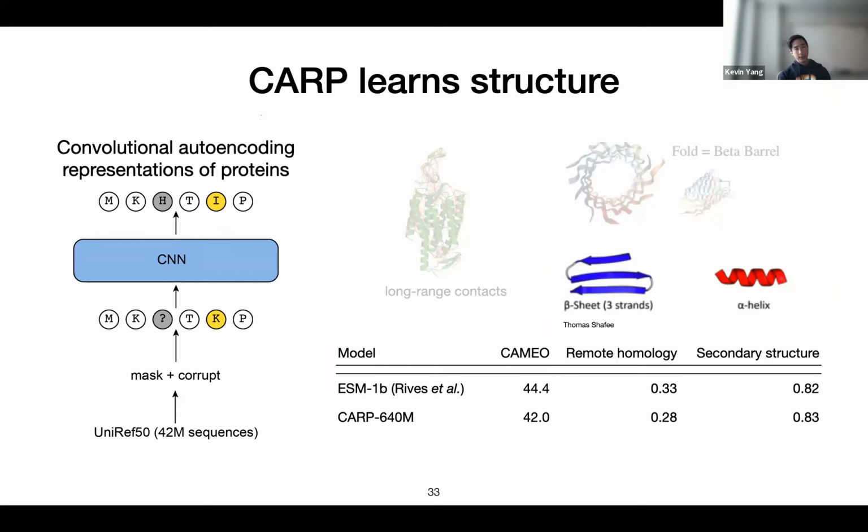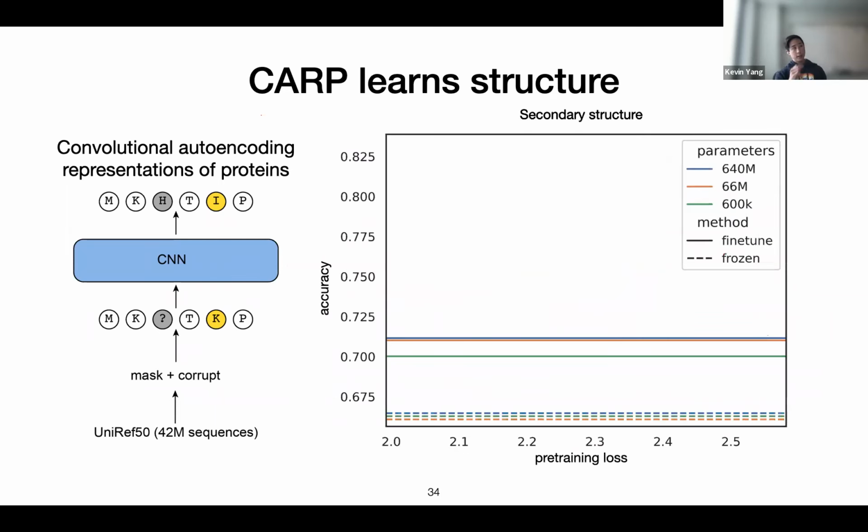So they're pretty much identical results. And just like ESM1B, the longer you pre-train, the more structural information you encode. So here I'm showing 3 different model sizes for CARP with 640 million parameters, 66 million parameters, and 600,000 parameters. And if it's a solid line, that means I'm fine-tuning the model all the way through. And the dashed line means I'm freezing the pre-trained model and only learning the weights for the model on top that predicts secondary structure. So here, the horizontal lines are without pre-training.